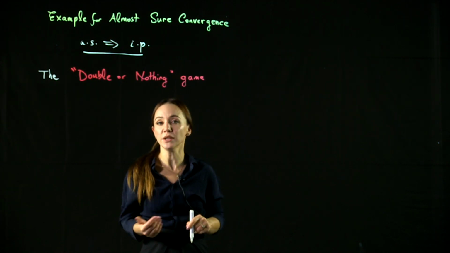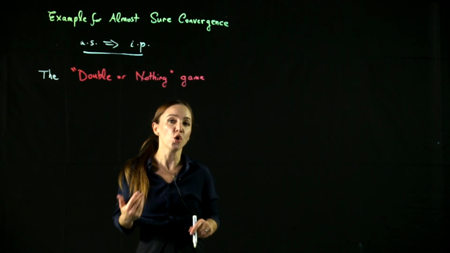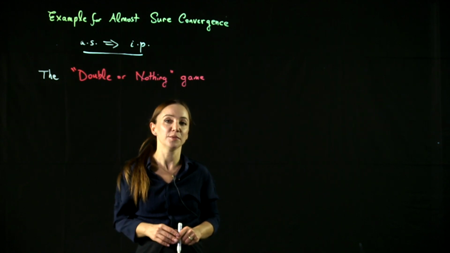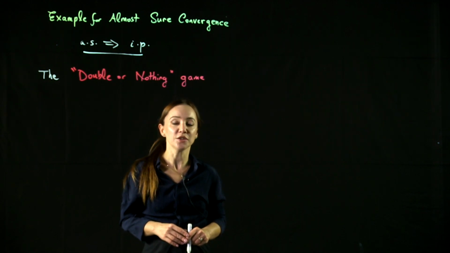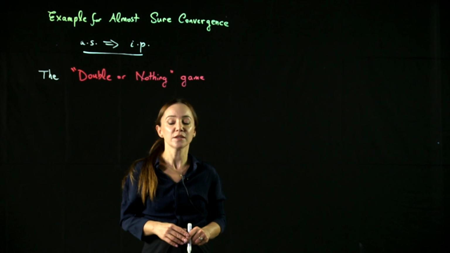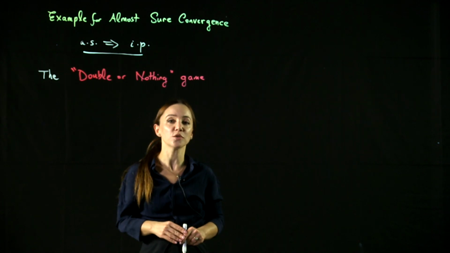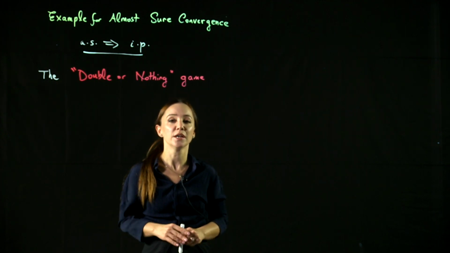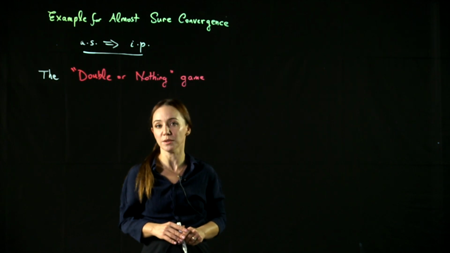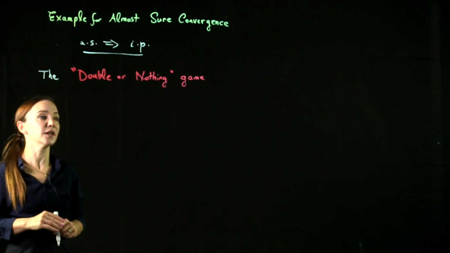Now, an equally interesting, perhaps more interesting, question is whether or not almost sure convergence is stronger than mean square error sense convergence. The answer to that is no, and the converse is not true either. So in this example, we'll see that almost sure convergence does not imply mean square error convergence. In another example, in further lectures, we will see that mean square error convergence does not imply almost sure convergence. Okay, so as an example, we'll study the double or nothing game.